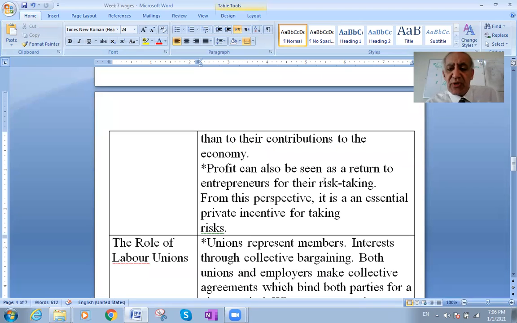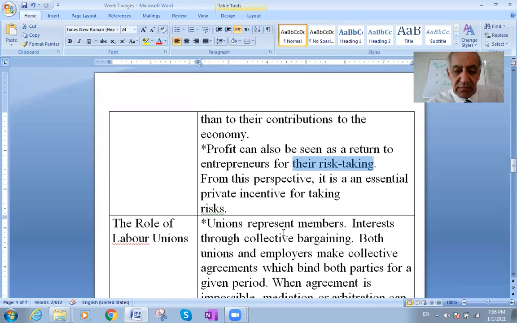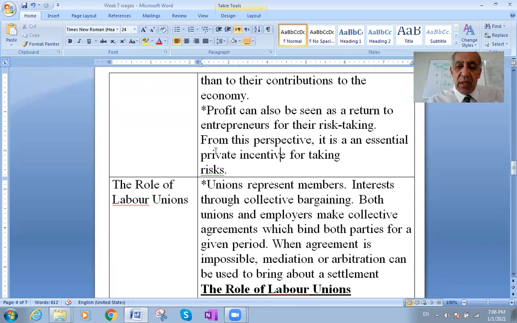Okay. Profits can also be seen as a return to entrepreneurs for risk taking. Yes, the higher the risk, the higher the required profits. As long as I go for a very risky project, I ask for more interest or more profits. There must be something to encourage me to go through this project, because it's very risky. So I will ask for more interest.